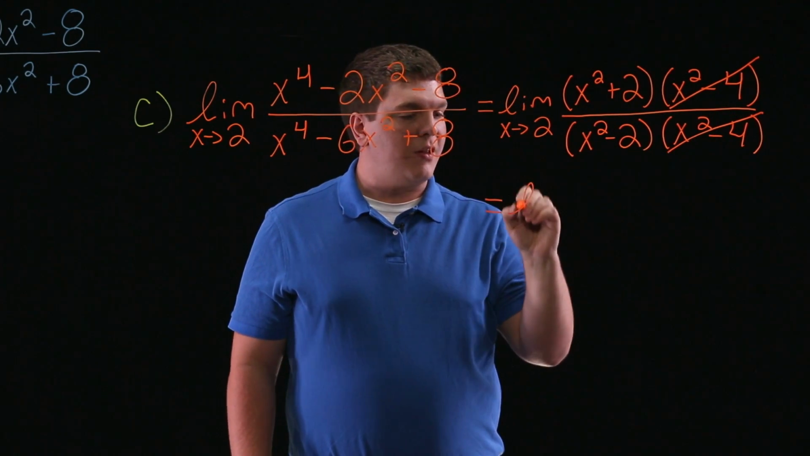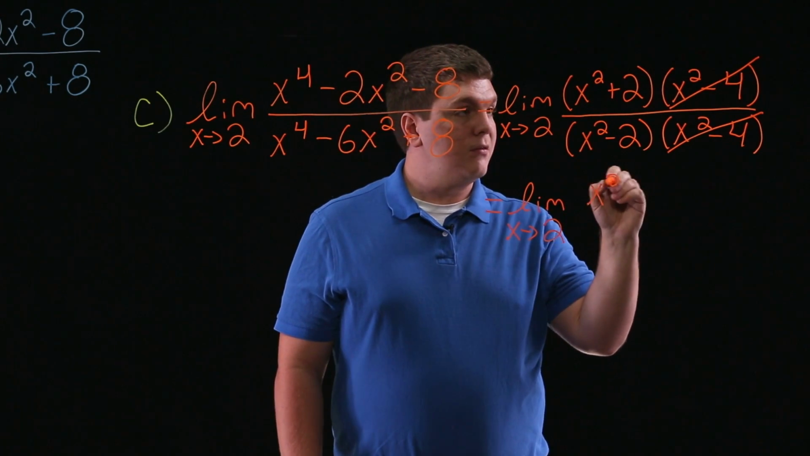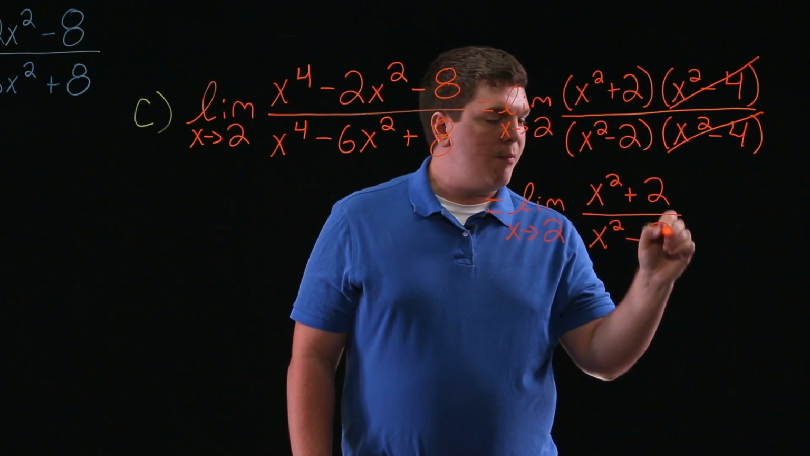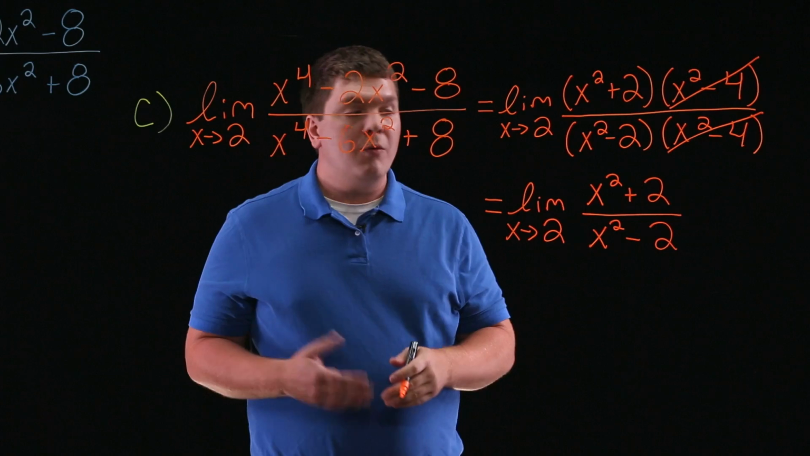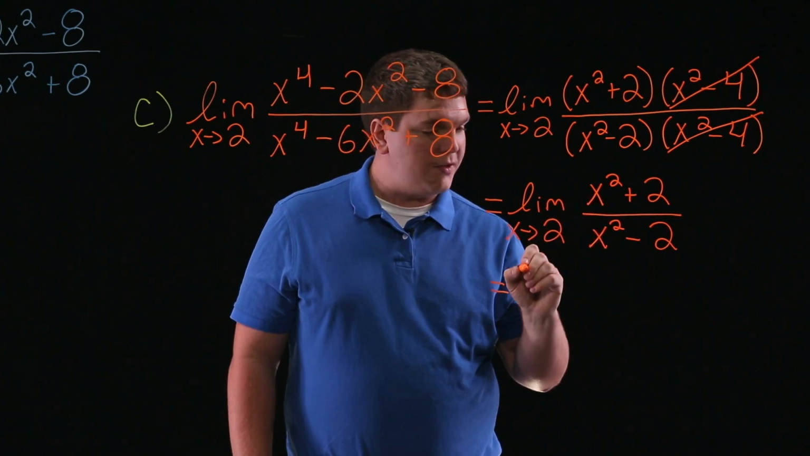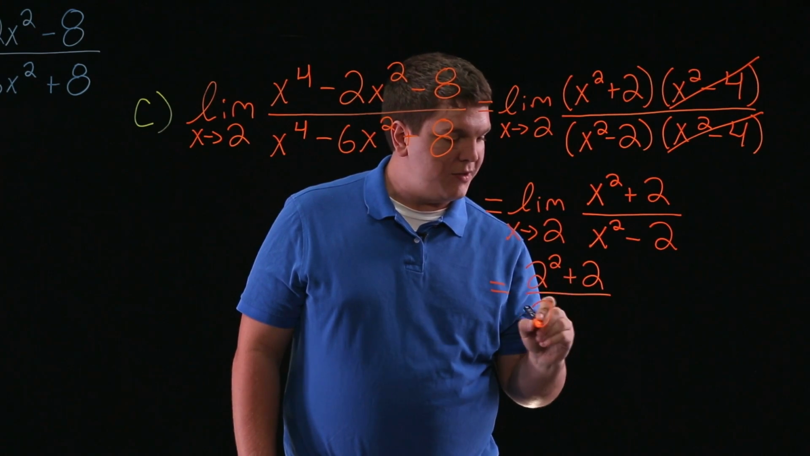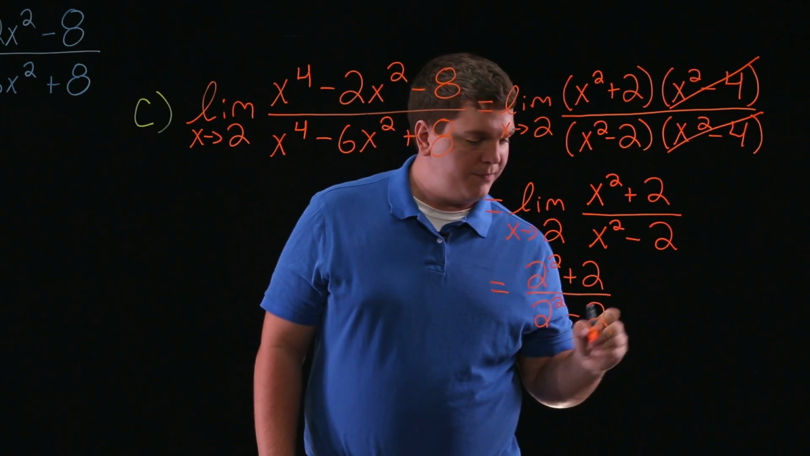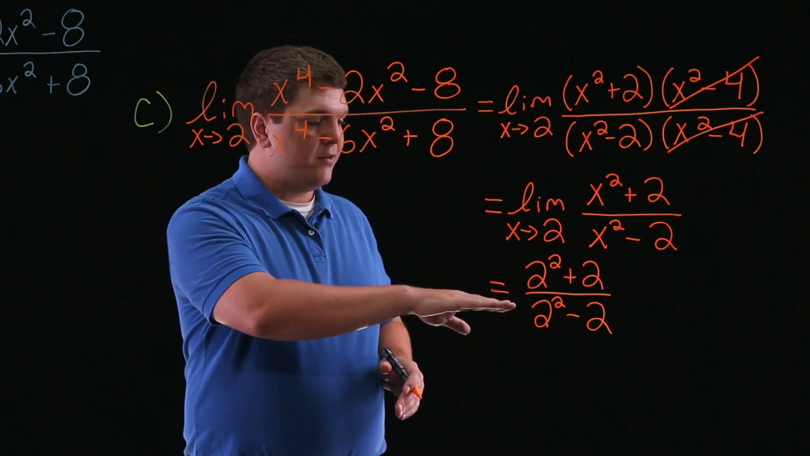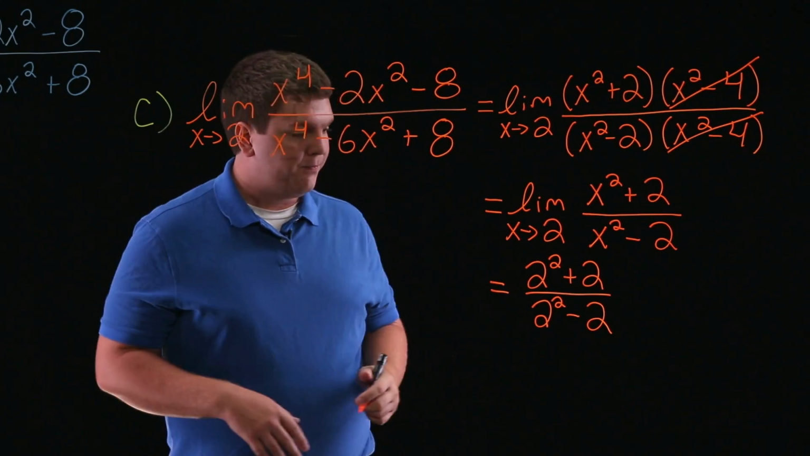And this will be equal to the limit as x approaches 2 of x squared plus 2 divided by x squared minus 2. Now here, we can go ahead and substitute 2 in for x, which leaves us with 2 squared plus 2 divided by 2 squared minus 2. Now here, you'll see that I did not write down the limit as x approaches 2, because from this stage to here, I actually took the limit. So I substituted x equals 2 into the function.